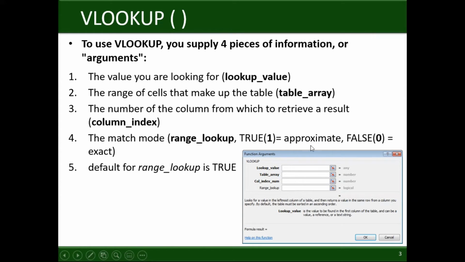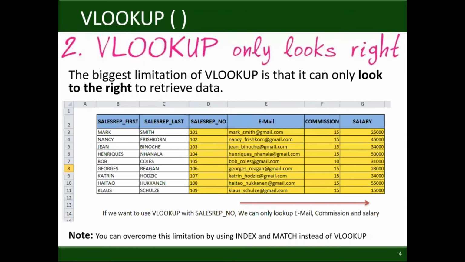If you take approximately match, the lookup values in a table array must be in ascending order, keep in mind. And one more thing, the second point is that VLOOKUP looks always from left to right. It can retrieve the data from left to right. For example, you may view here. I take the sales representative number from here.